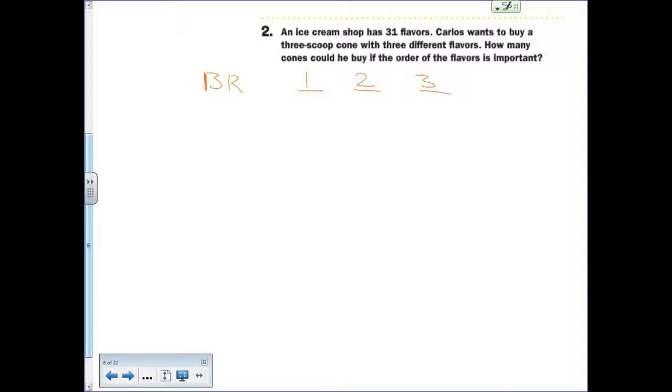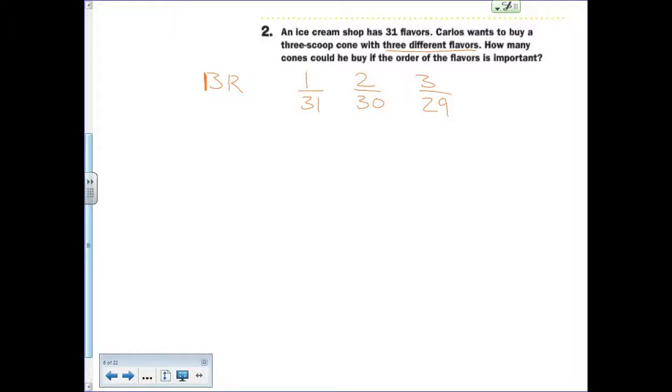There's 31 flavors, so he has 31 choices for that first scoop. How many choices would he have for the second scoop? And remember, he wants 3 different flavors, so he can't use the one that he just chose. He would only have 30 choices of flavors. And then for that third scoop, he only has 29 different flavors to choose from.